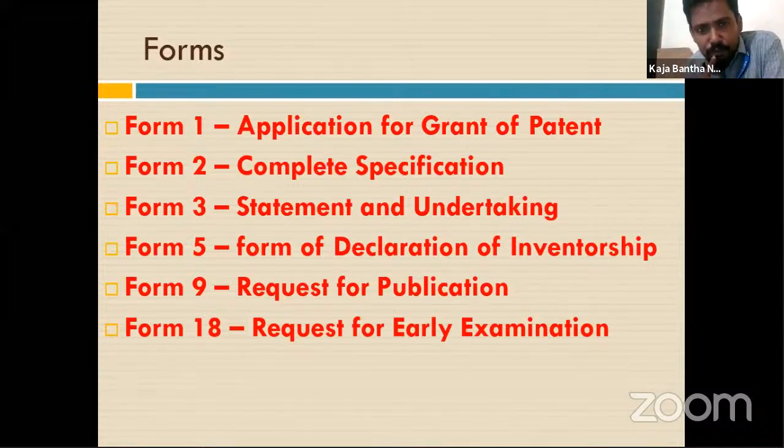I will teach you that Form 2. No issue. Form 3 is the statement and undertaking. Form 5 is the declaration of the inventor. Then publication: your inventions appear through the patent office publication, with your name. Then yearly examination, Form 18. Form 1, Form 2, Form 3, Form 5, Form 9, Form 8.